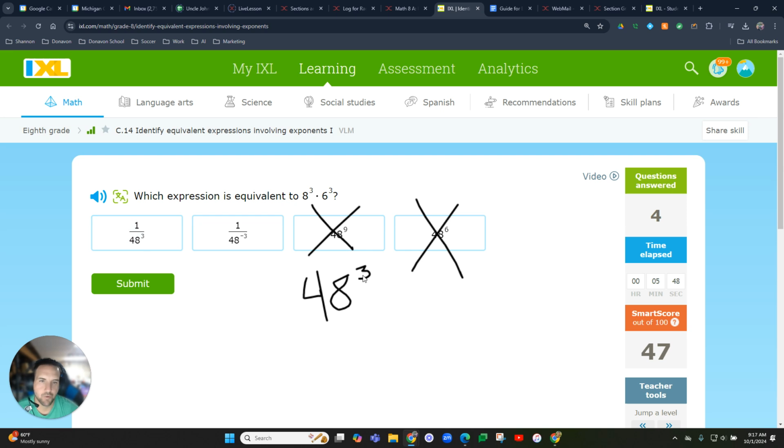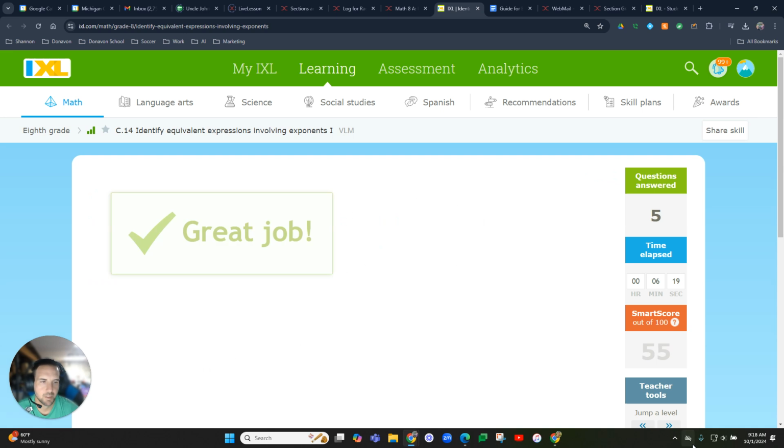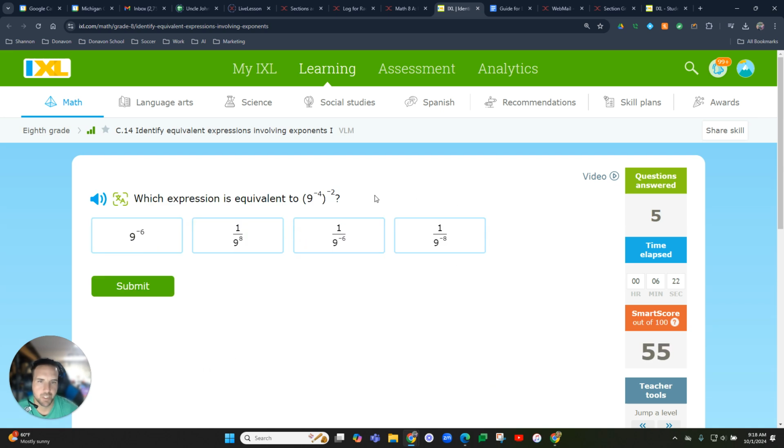Now the question is, is 48 to the third equivalent to 1 over 48 to the negative third? Well, 48 to the third is a really large number. This is a really, really small number. This, however, remember, if we have 1 over, this is like the negative exponent rule. To make that a positive exponent, we flip it to the numerator and make it positive. So that would be 48 to the third. So that one is the same as 48 to the third. So that's what we're looking for. We're just looking for equivalent exponents.